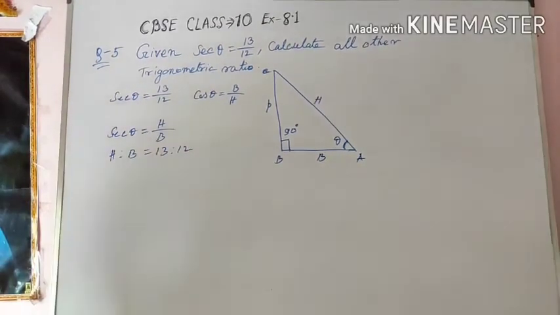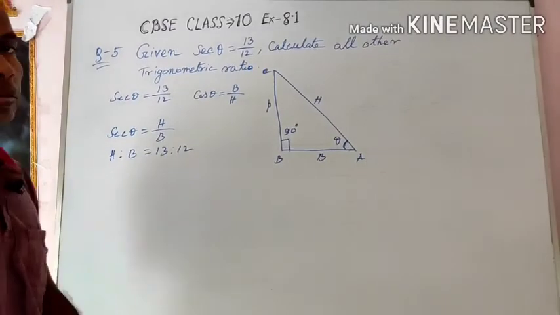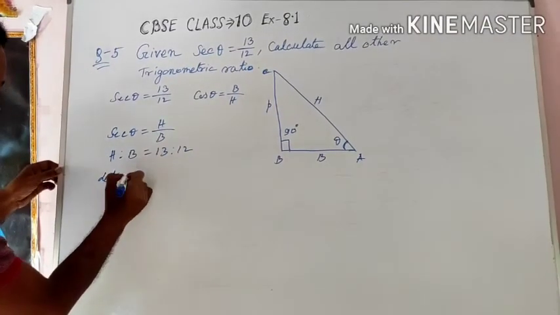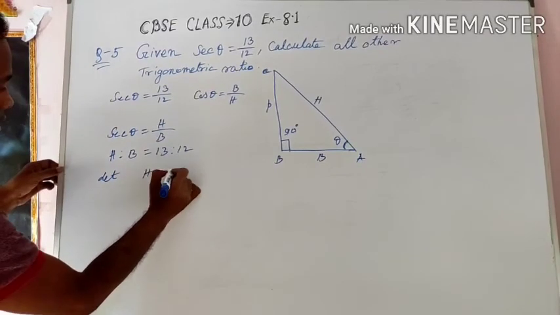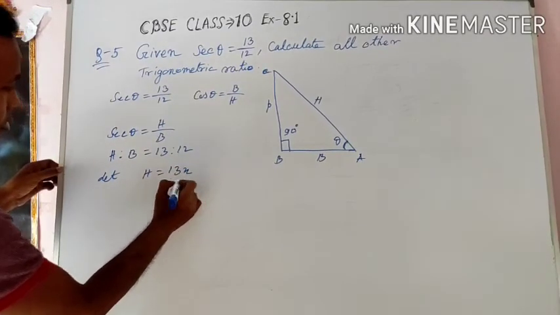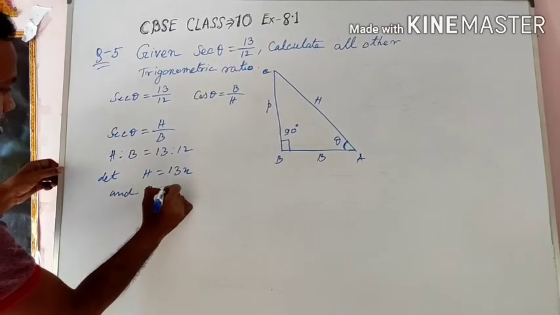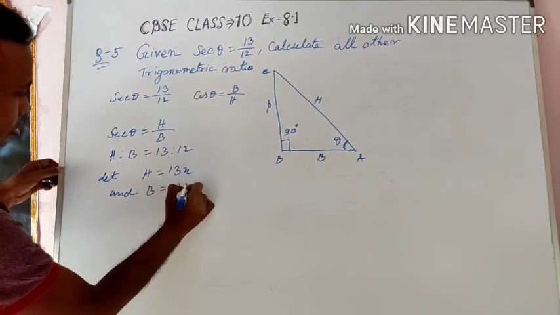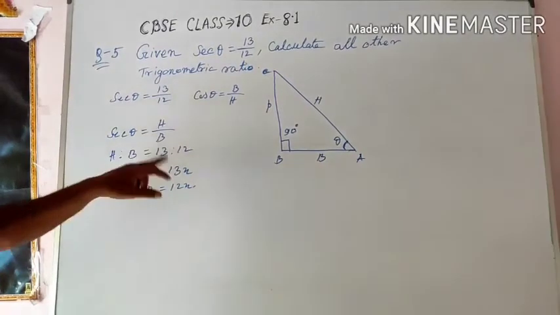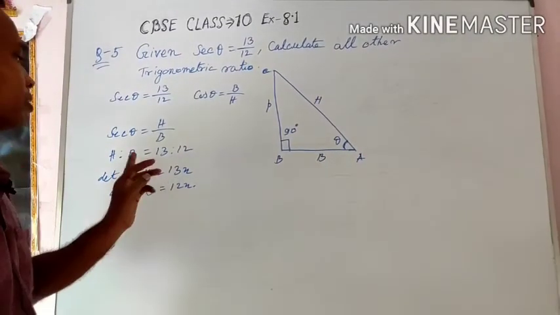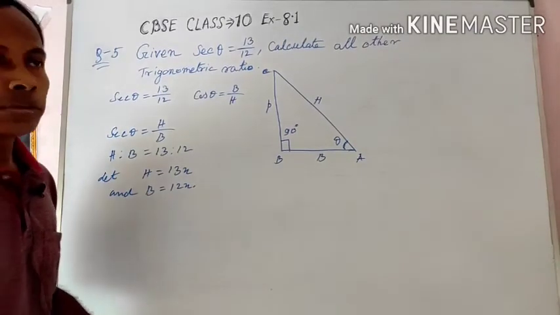Since the ratio is 13 is to 12, let hypotenuse be equal to 13x and base be equal to 12x. We cannot say hypotenuse is equal to 13 and base is equal to 12 because it is in ratio form.